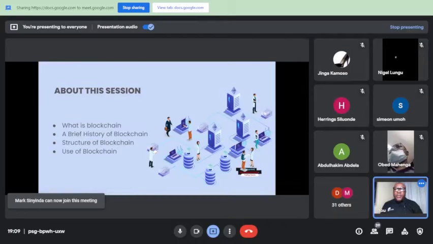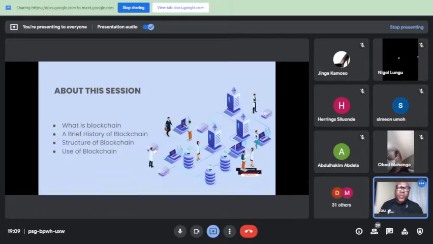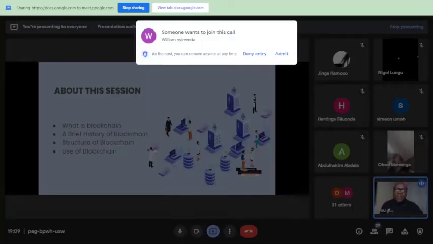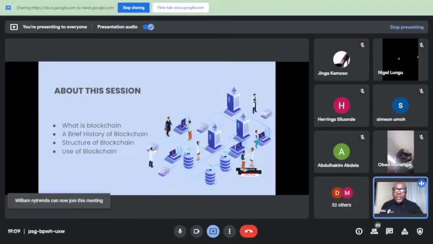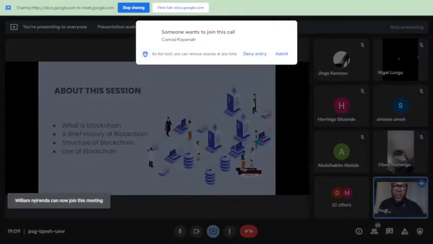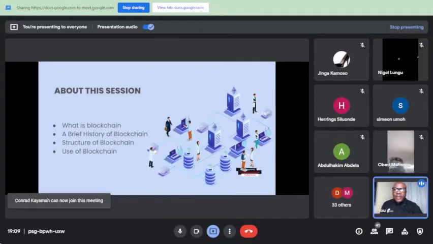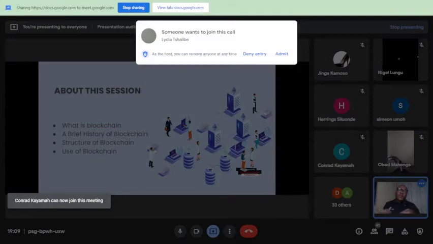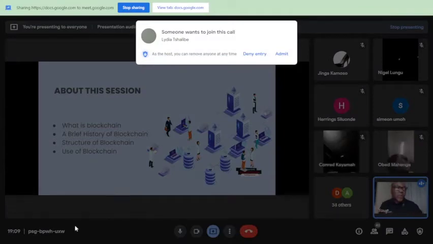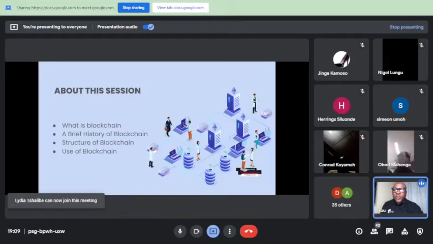In this session, we will learn about blockchain. We'll see a brief history of blockchain. We'll check out the structure of a blockchain and the workings of a blockchain. Then we wrap up with the use cases of blockchain.